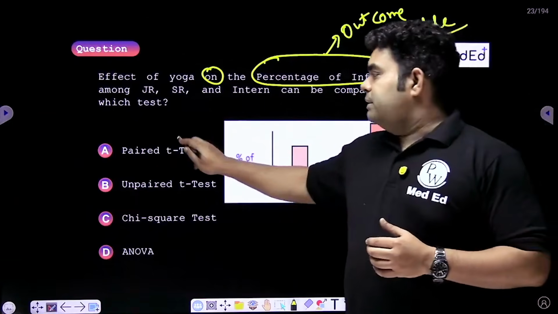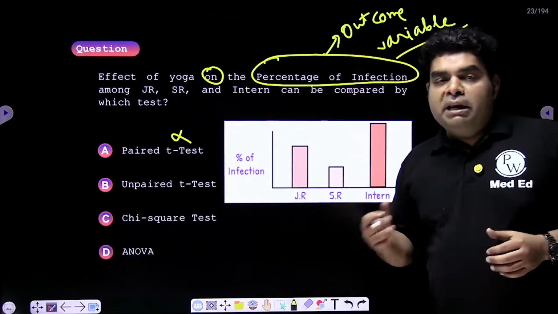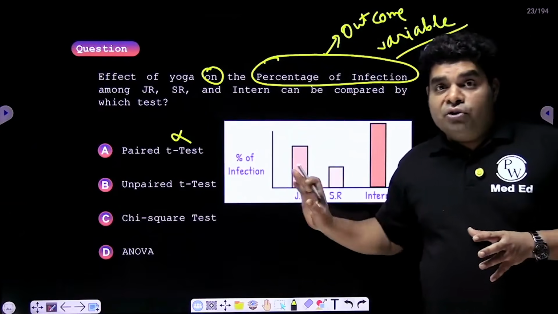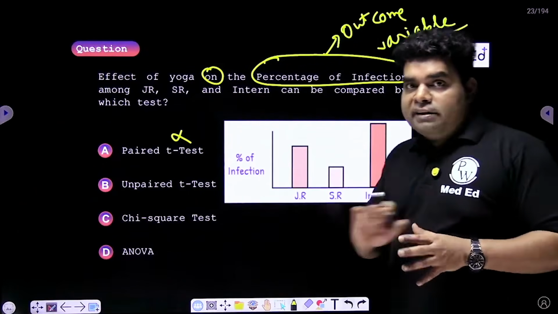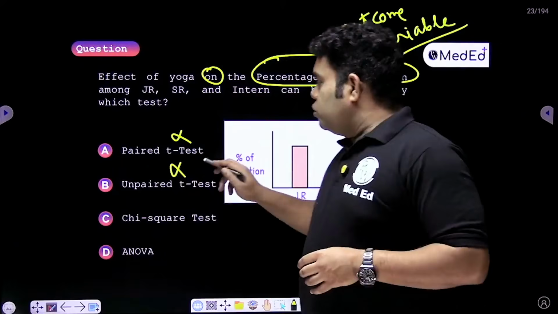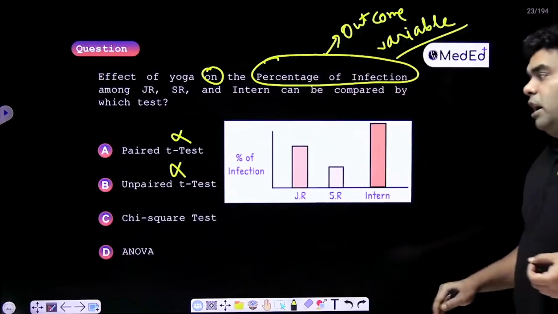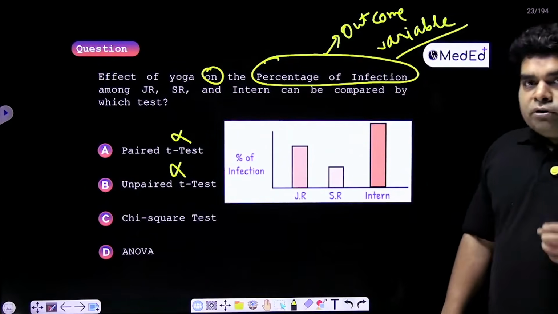Paired can never be the answer because they have not given pre, post, before, after or match word in the question. If those words are not there, paired is gone. Unpaired can also not be the answer because there is 3 group. Unpaired is only when there is 2 group. So what is the answer?